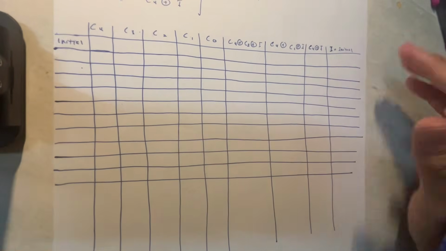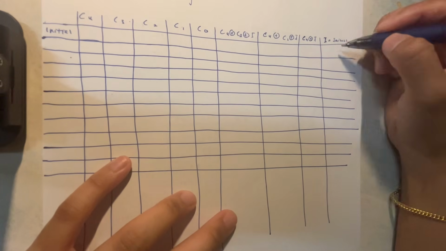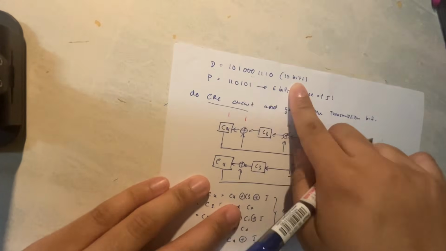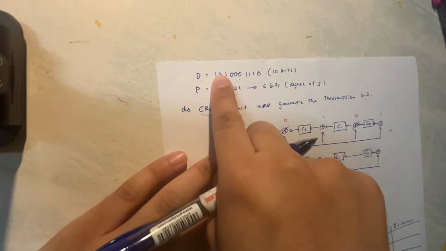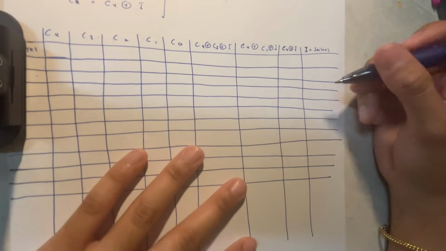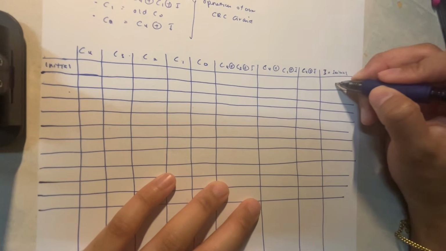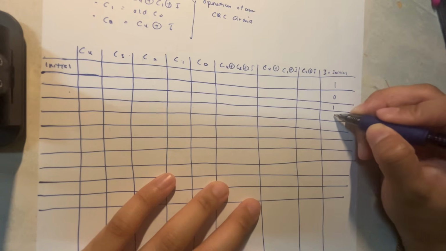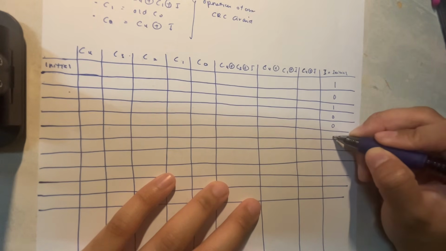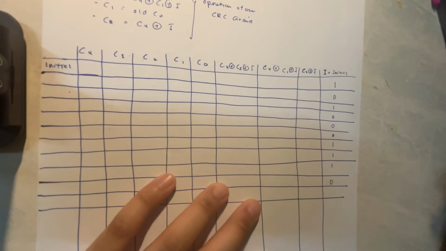What you're going to do is fill in the last column, which is the initial. The initial is the data that was given to us. So this is in the horizontal position, so what you want to do is transpose that value. So it's 1, 0, 1, 0, 0, 0, 1, 1, 1, 0.